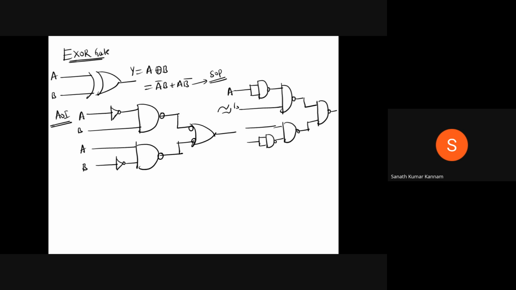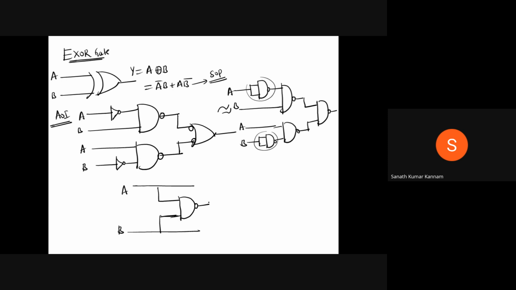So A, B, and this is A, and this is B. Okay. So here what I am doing, these two NAND gates are there, no? I am combining with one NAND gate and I am rearranging the circuit. How I am rearranging means, see here. This one is A and this one is B. So this one is A and B.